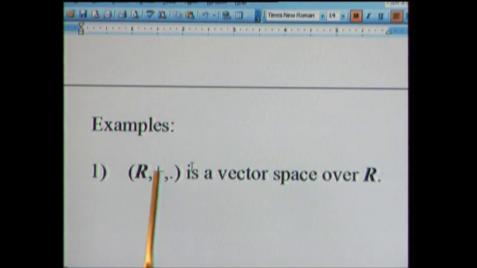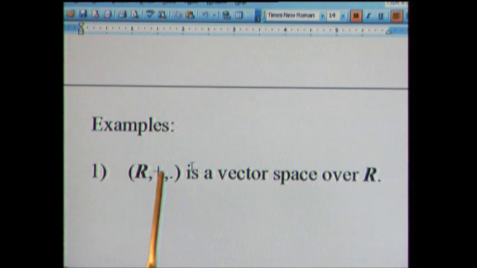Let us look at some examples of vector spaces. Example: R, plus, dot is a vector space over R. Here R is the field of real numbers, or simply the set of real numbers. We know that the set of real numbers is an abelian group under addition.